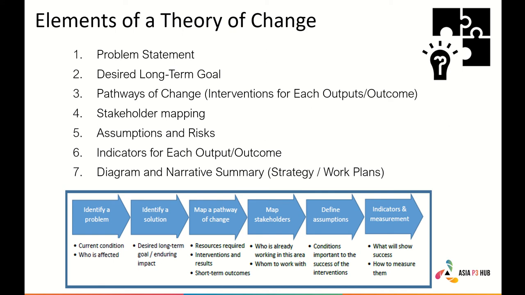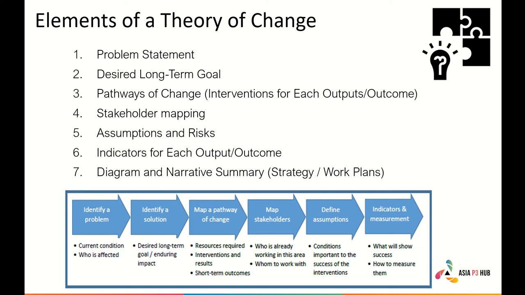Number 6, indicators for output and outcomes. These are the targets you want to achieve and how you know you are going to be successful. So as part of pathway of change, you know what you're gonna do, but you gotta set some targets, right?